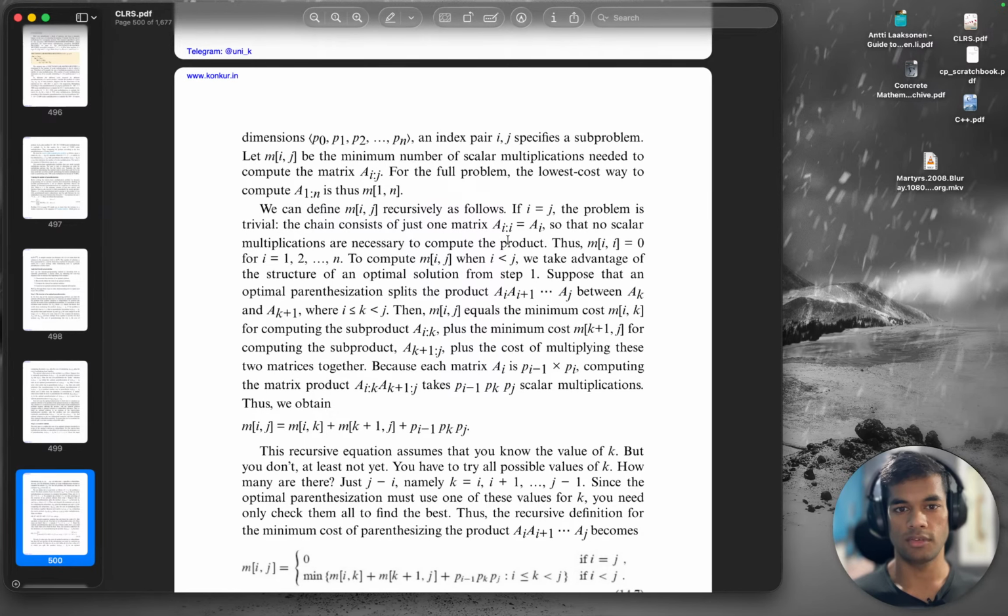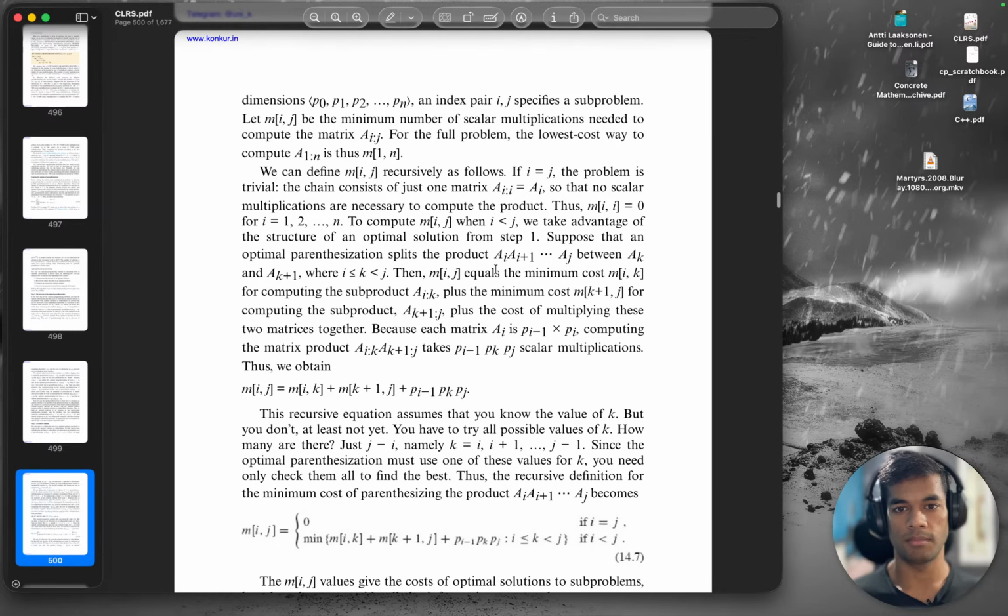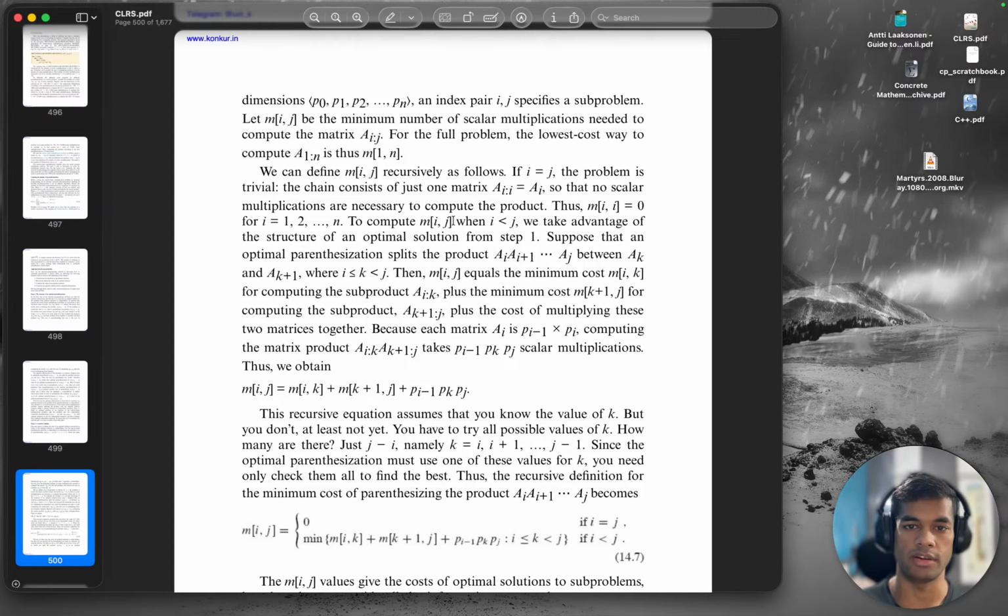We can define this, and we did that part. Mii equals 0. To compute mij when i is lower than j, that is a non-trivial instance of the problem, we take advantage of the structure of an optimal solution from step 1. Suppose that an optimal parenthesization splits the product between Ak and Ak plus 1, where k might be equal to i, but definitely less than j.